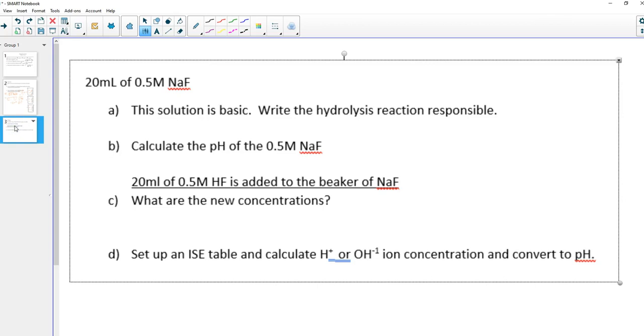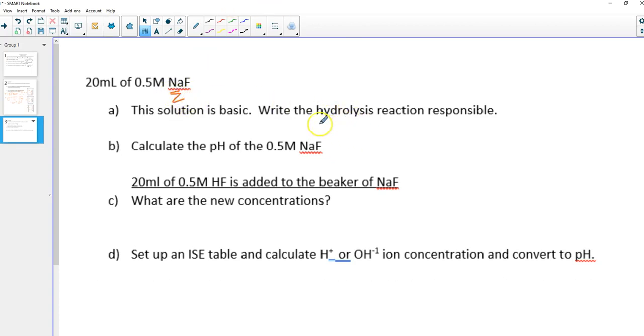Now that was one where we're mixing stuff together here. Everything is identical except we're turning it around and we're doing basic stuff, and we're adding an acid. So the solution is basic. Right, hydrolysis reaction for this. Now, this is one where I'm just trying to catch you. Let me see if you remember this. The guy has got to be gone. So it's going to be F negative plus H2O yields HF plus OH negative.